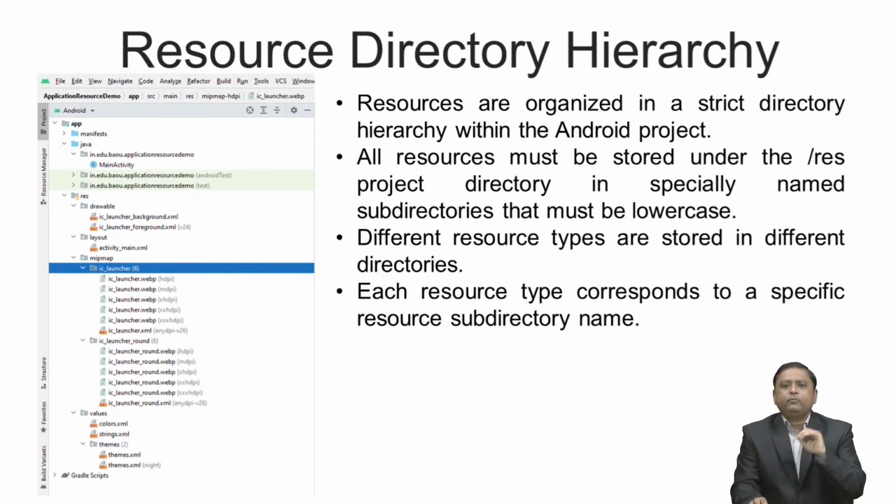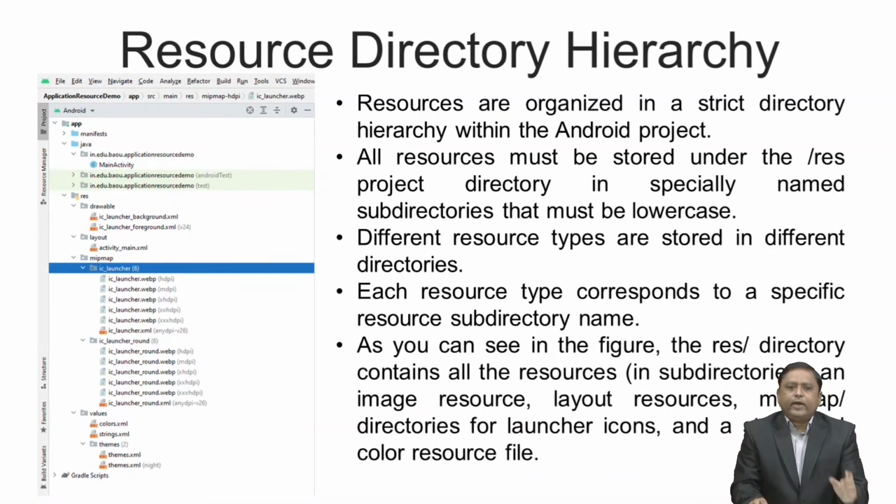Each resource type corresponds to a specific resource subdirectory name. For example, in mipmap, we will store our application icon. Inside drawable, we will store all the drawable resources, which may include images also. Inside layout directory, we will store all our layout files. Likewise, there is a separate directory for each different type of resource.